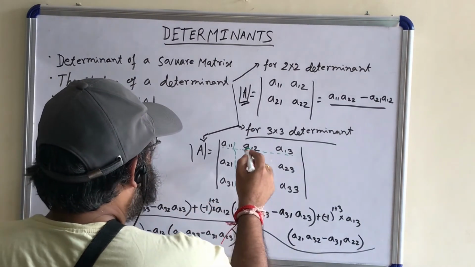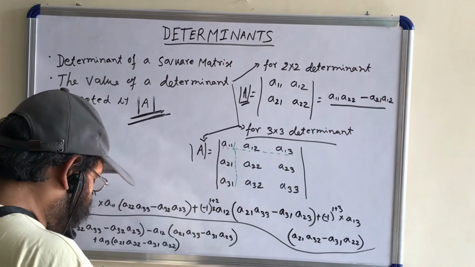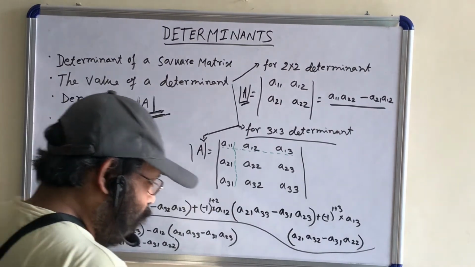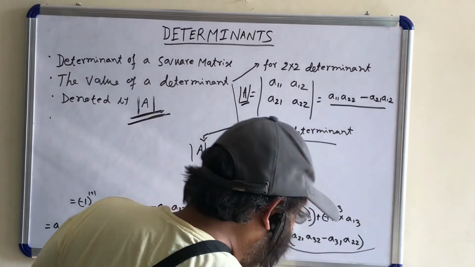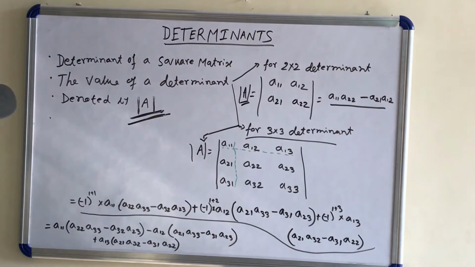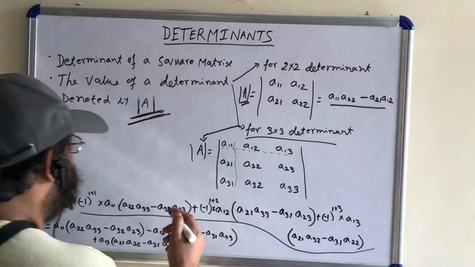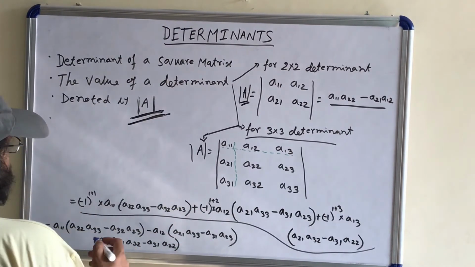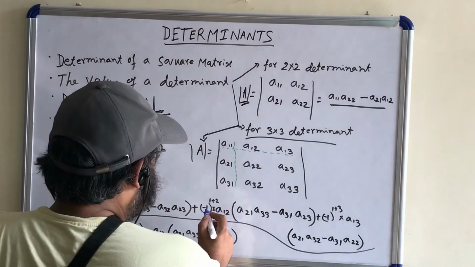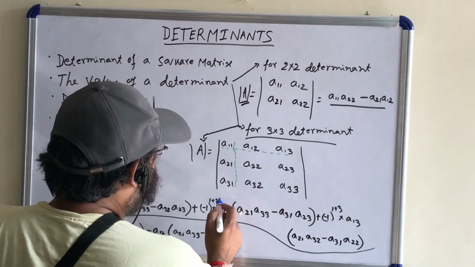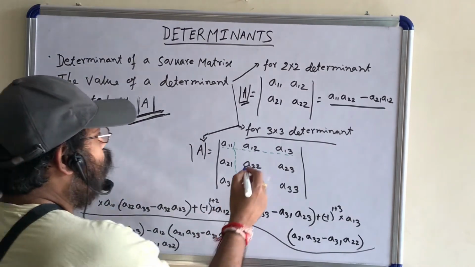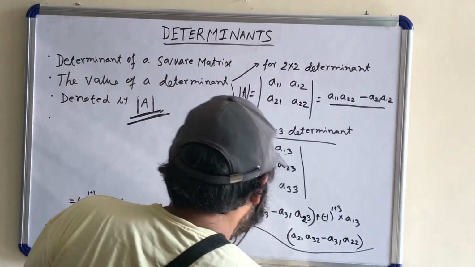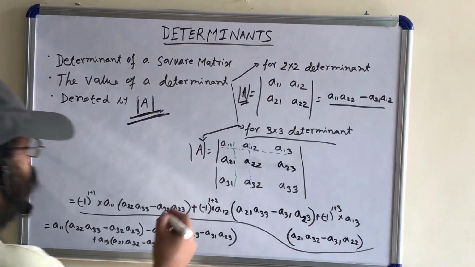What would be the second element? The second element is A12. What is the row number and column number? It is the first row and second column. Since it is the first row and second column, the sign is minus 1 whole to the power 1 plus 2, that is, row is 1 and column is 2, into A12.